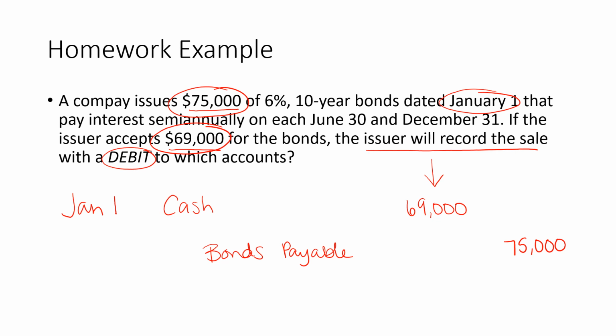When bonds are sold at a discount, we debit the account discount on bonds payable. And we debit that account for the amount that is the discrepancy between the cash received and the maturity value of the bond. So in this case, that is $6,000. And then our journal entry will balance.